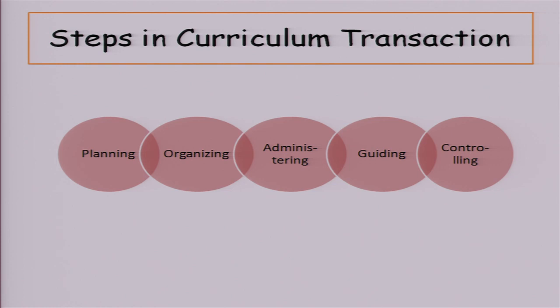First one, planning. Planning means we have to plan any concept or what type of course we have to select. That is an important thing in curriculum transaction. Planning takes a lot of things, and after planning a particular course and what its content is to be, then the organizing will come.